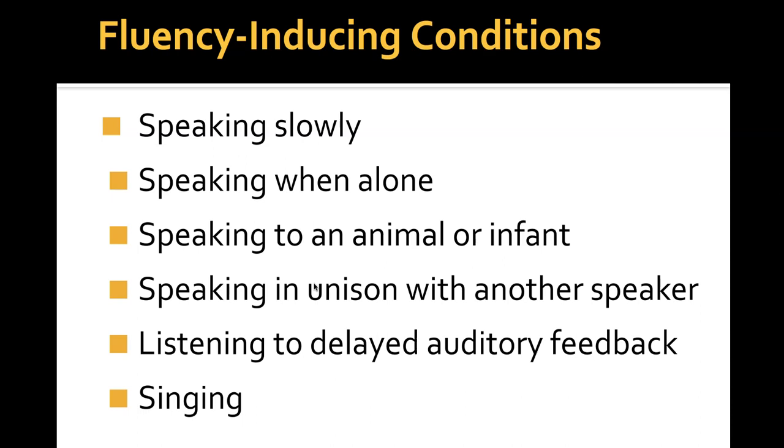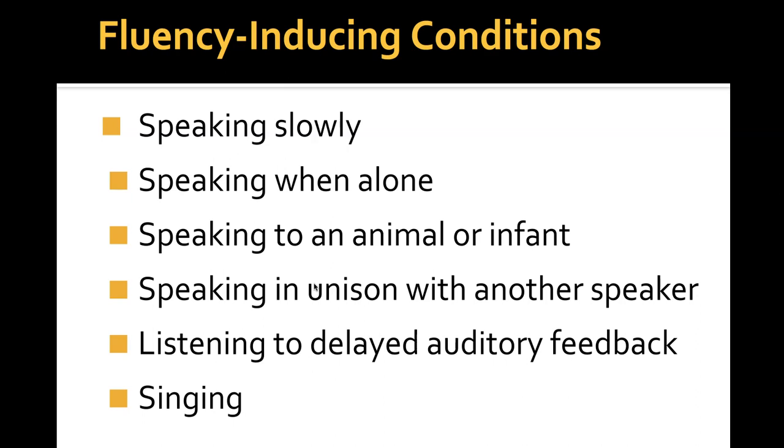All right, just a little bit on fluency-inducing conditions. So what things are going to help people talk more fluently? And this comes from really old research by Oliver Bloodstein. Speaking slowly, speaking when alone, speaking to an animal or infant, speaking in unison with another speaker, listening to delayed auditory feedback, and singing.